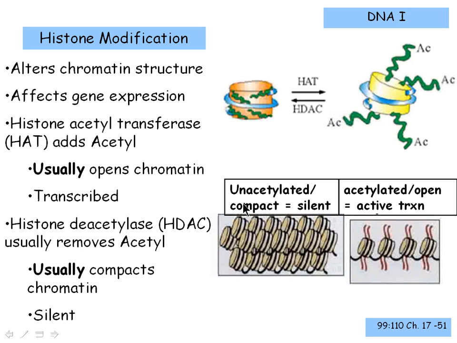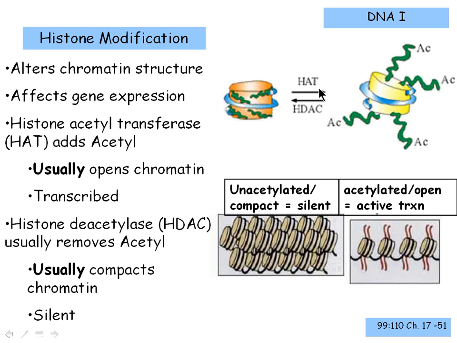So let's look at acetylation. Again, modification alters chromatin structure, and by doing so, it affects gene expression. So let's look into that a little bit further. Histone acetyltransferases, or HATs, are the enzymes that add acetyl groups to our histone tails. So here we have a nucleosome. The blue represents the DNA, and the green represents the histone tails. So in this figure, the histone tails are interacting with the DNA.